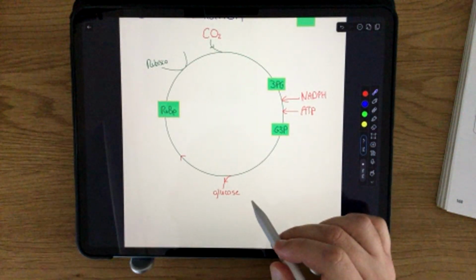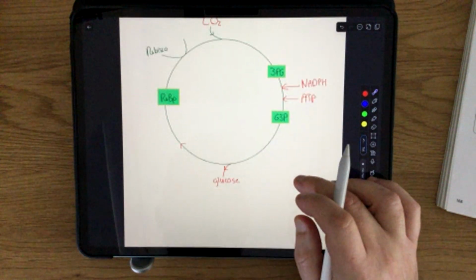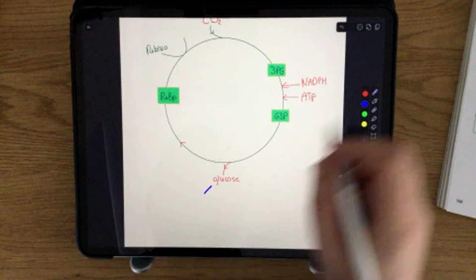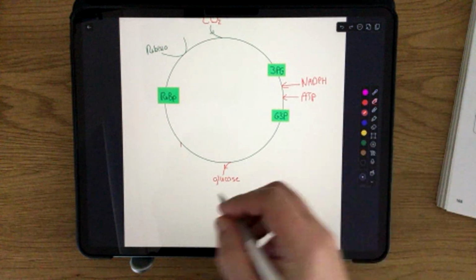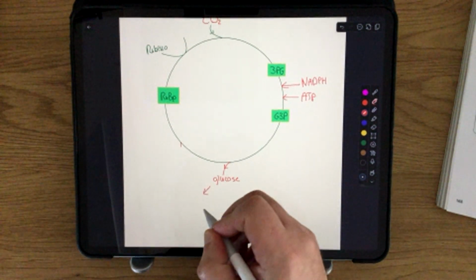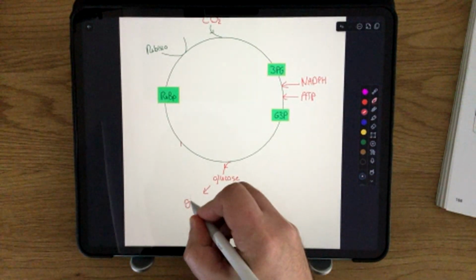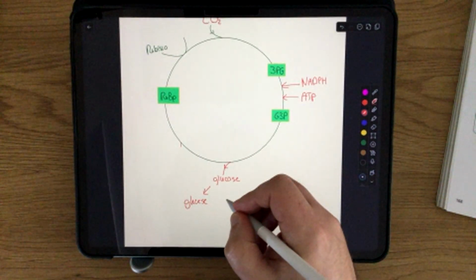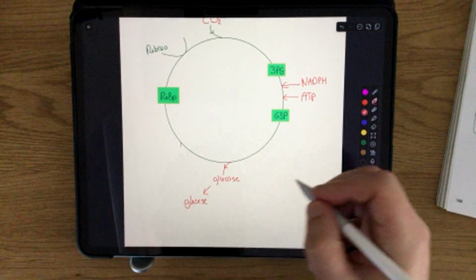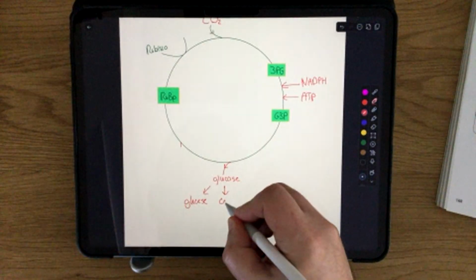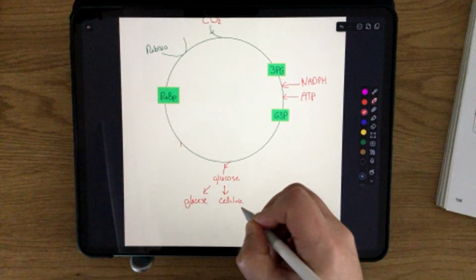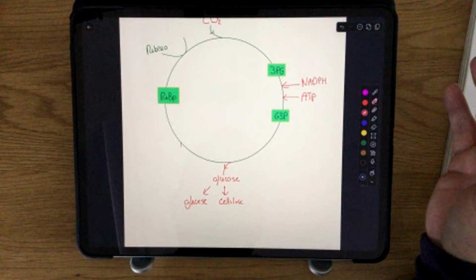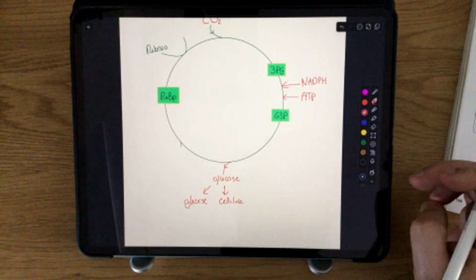So the glucose comes off, and what you need to know about the glucose is that the plant can use it immediately, or it can be used to build up cellulose. So if cell division takes place, plants need to create cellulose for their cell walls in each individual cell, so it can be used for that.